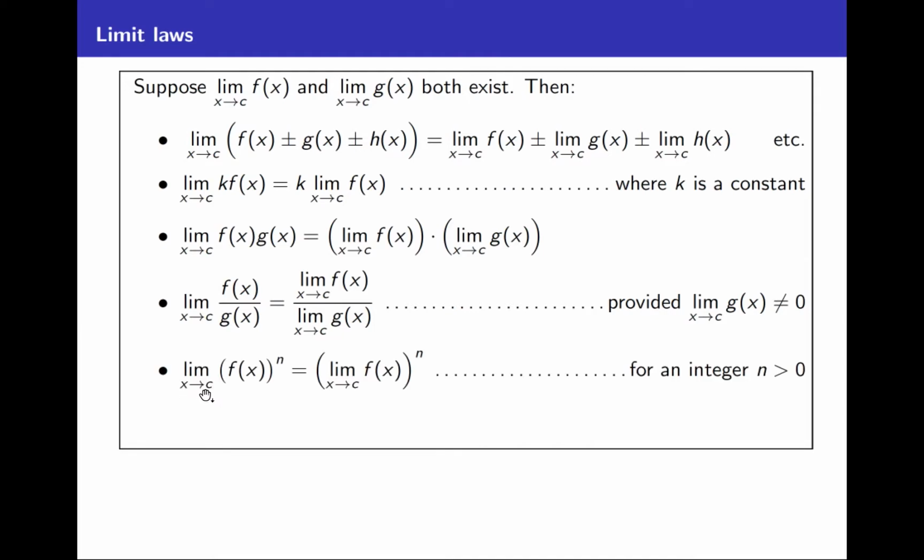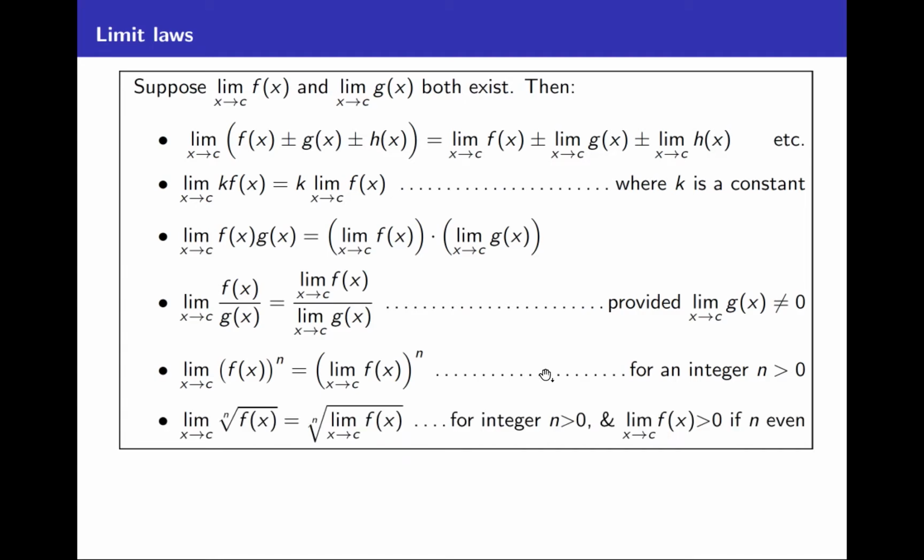The limit as x approaches c of f of x to the power of n is the number limit as x approaches c of f of x raised to the power of n for any integer n. And finally, the limit as x approaches c of the nth root of f of x is the nth root of the limit as x approaches c of f of x. This limit can be brought inside the nth root.